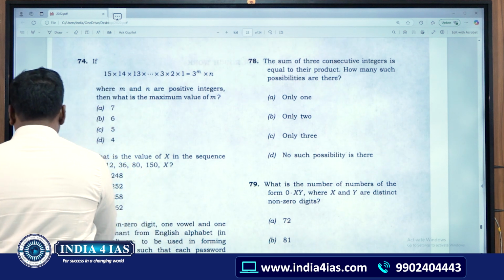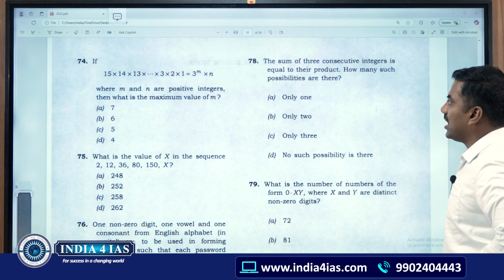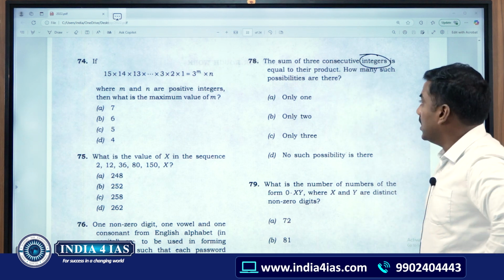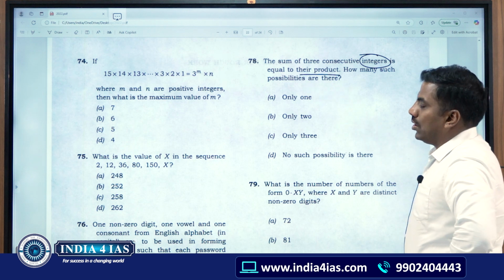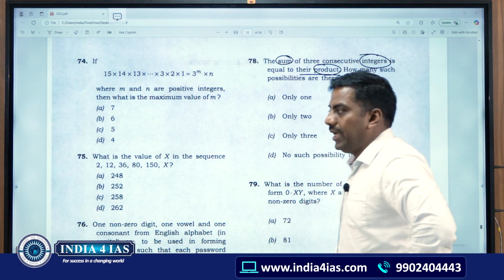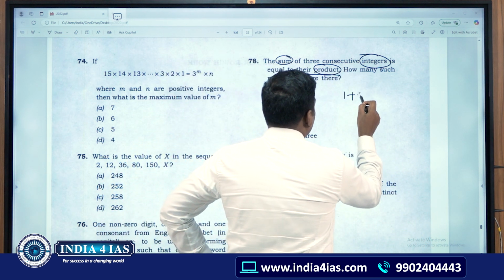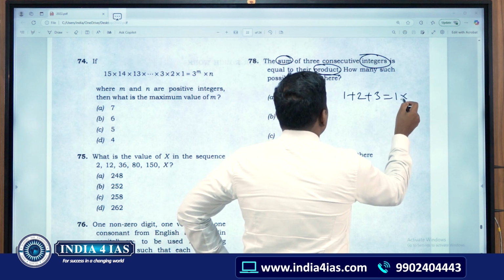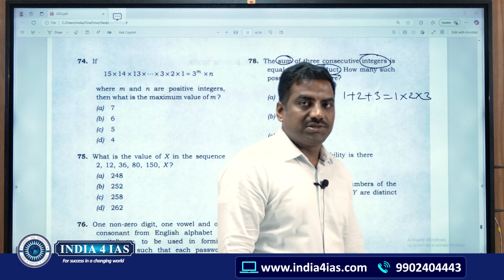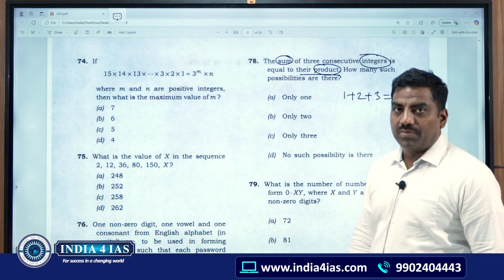Next question. The sum of 3 consecutive integers is equal to their product. Integers, not just positive integers, it can be negative also, it can be 0 also, whose sum is equal to the product. You can think of only the smallest numbers here straight away, like the sum 1 plus 2 plus 3 is equal to 1 into 2 into 3. This is the only chance when you are using all positive numbers, because we are hitting the lowest positive numbers.